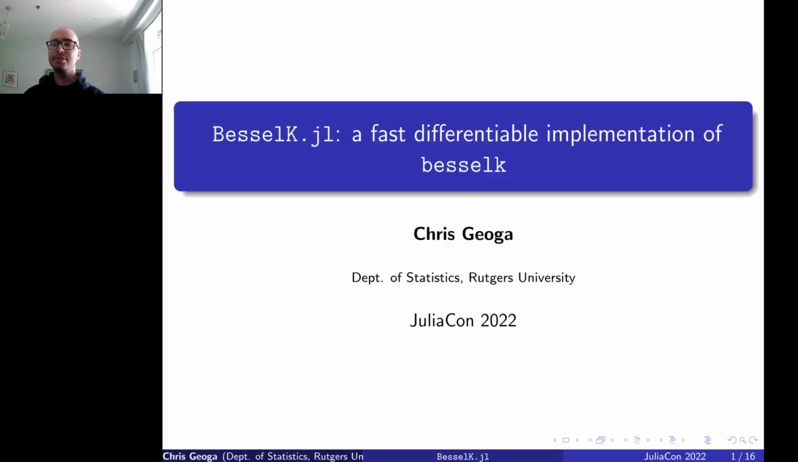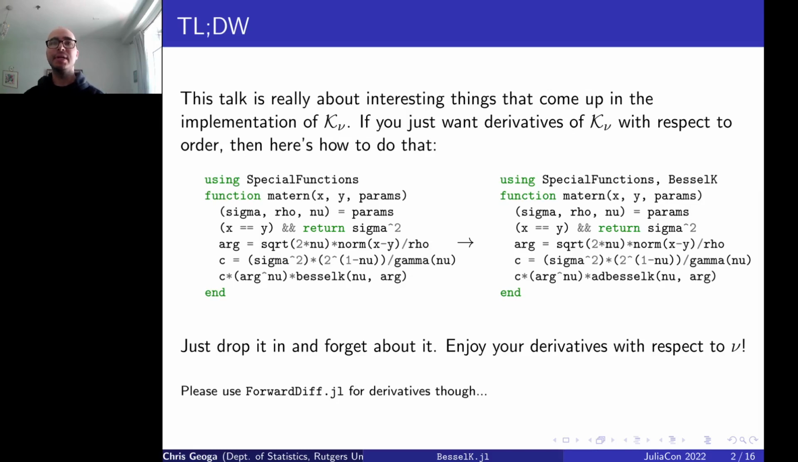I'm a PhD student at the Department of Statistics at Rutgers University, and I'm going to talk to you today about BesselK.jl, which is a differentiable implementation of the modified second kind Bessel function K_nu. So, TLDW here, if you don't really care about implementation stuff, just swap BesselK for AD_BesselK and put the package BesselK.jl into your dependency tree, and voila, now you can do derivatives with respect to the order parameter nu.